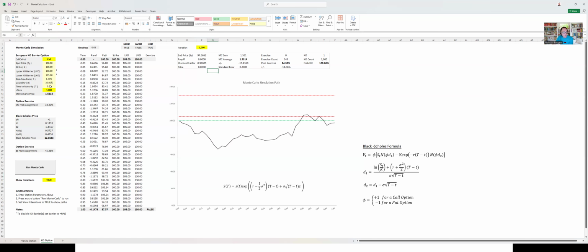Now, when I run the Monte Carlo here, I've got 1,000 simulations. I'll make it just 100 in the first case. The Black-Scholes price is irrelevant here. So that's the vanilla option price. This will be the exotic price.